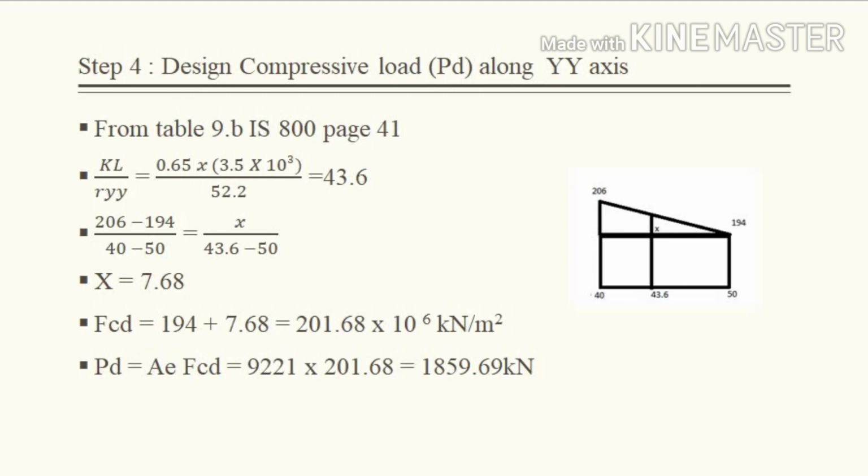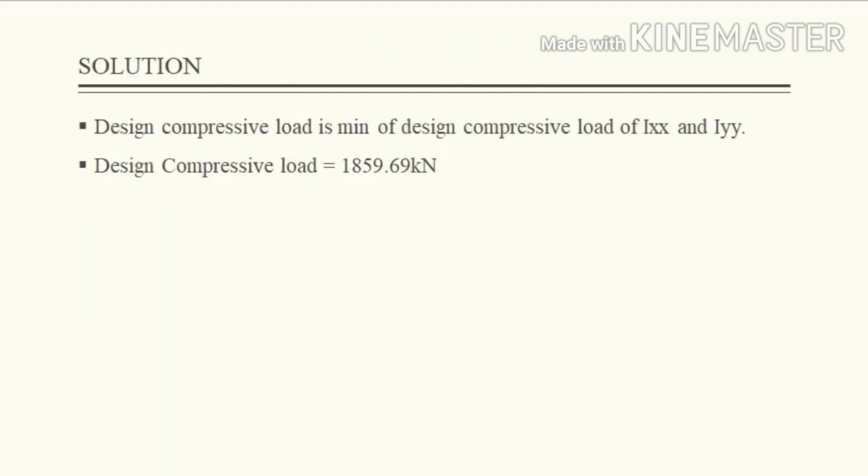1859.69 kilonewton. Okay, as I have already mentioned at first, design compressive load is the minimum of design compressive load of XX and YY. So minimum is for YY, that is our design compressive load is equal to 1859.69 kilonewton. Hope you understand the problem.